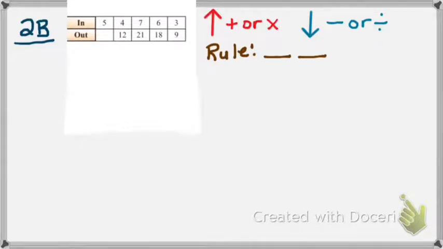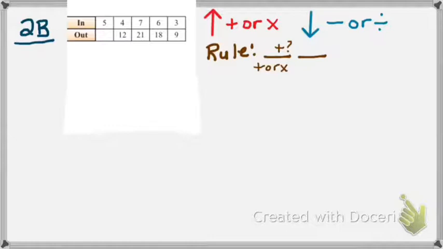So, if I want to decide whether it's addition or multiplication or subtraction or division, I look at my numbers. And my first in is 5, but there is no out. That's the one I'm going to have to fill in, so I'll ignore that and look at the others. So I have 4 turns to 12, 7 turns to 21, 6 turns to 18, and 3 turns to 9. These numbers are increasing, therefore this has to be an addition or a multiplication rule. I will try, like a guess and check, addition first and see if it's an addition rule.